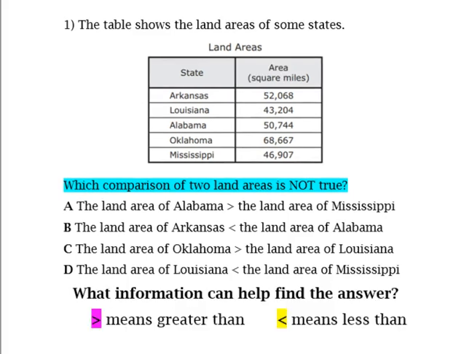What information can help find the answer? Well, our table with the states and also the area can help us, and also the greater than sign and also the less than sign, so that when we compare the square miles of each state, we will know if that answer is correct or if it's wrong. And remember, we are looking for the comparison that is wrong or incorrect.